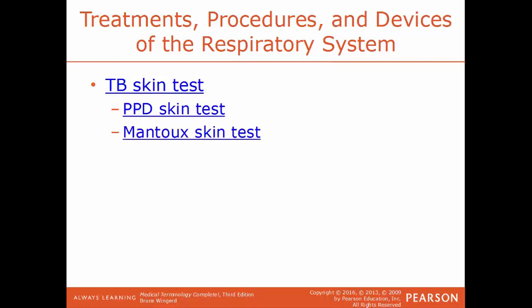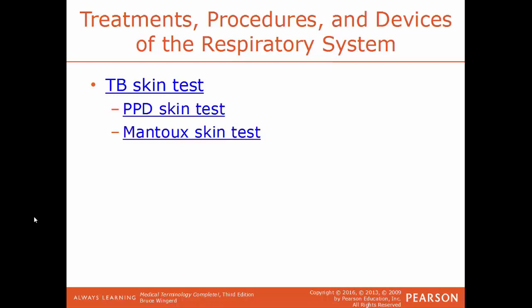Our next one, TB skin test, is a reference to tuberculosis skin test. This is a test that's given to determine whether or not you have the bacteria that causes TB inside you. And there are different types of skin tests for TB. One of those is the PPD skin test. It stands for purified protein derivative. Another example of a TB skin test would be the Mantoux skin test.